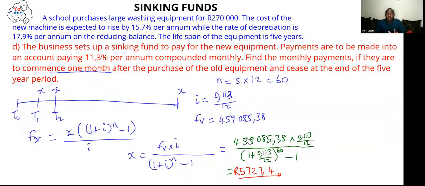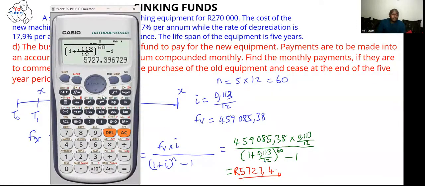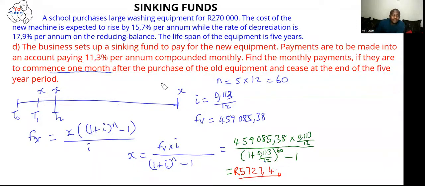Okay, so if we punch our calculator, this is what we get, 5,727.4, and we can now put this, say, shift store. We can put it in D. There's no problem. Just remember to know where you store it. Okay, but now we have found the monthly payments that need to be done. Let's move on to the next one.